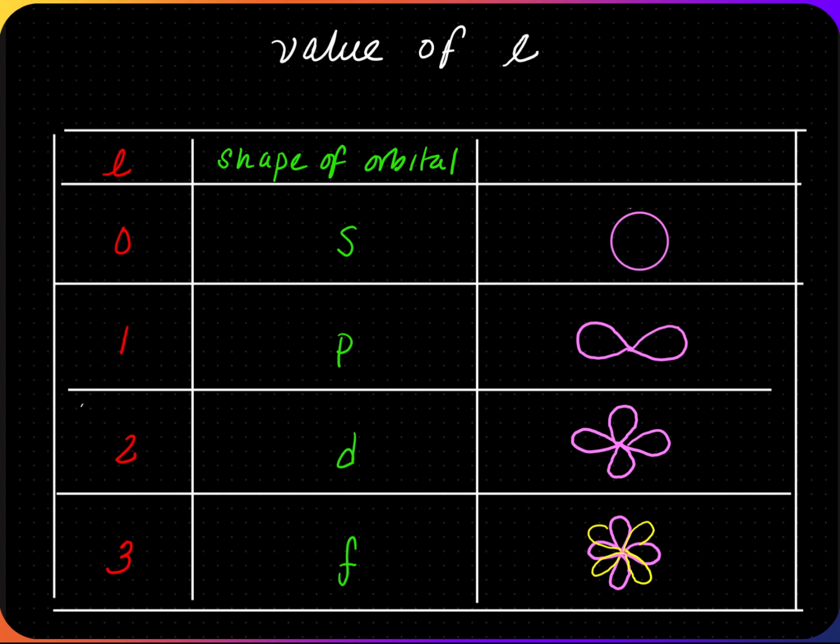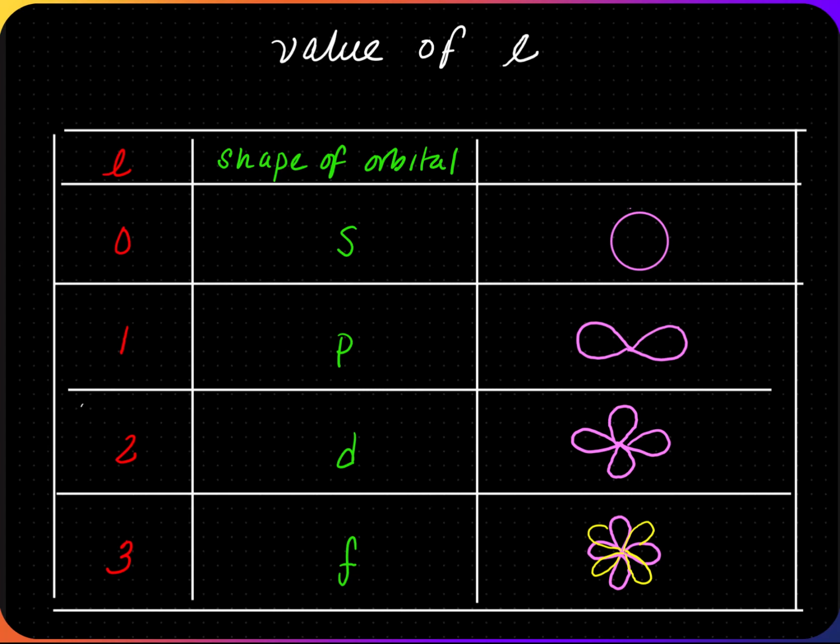When l has a value of 2, the shape of the orbital is d, and it looks like 2 dumbbells put together. So you could think of 2 p's put together. When l equals 3, the shape of the orbital is f. The electron cloud looks like 2 d's put together.